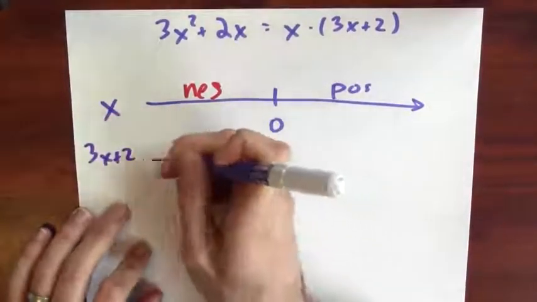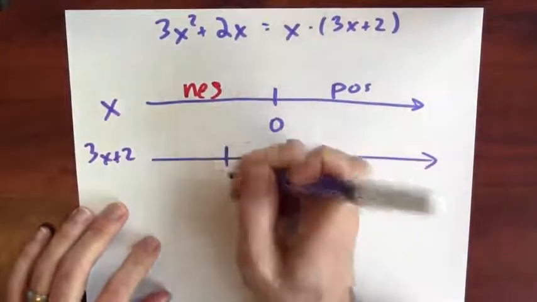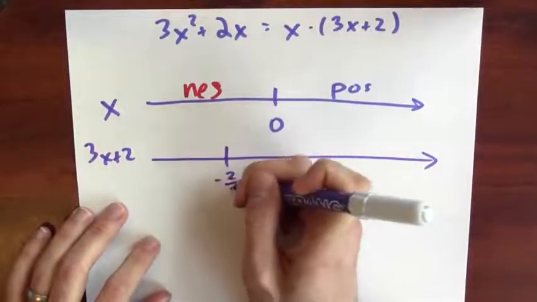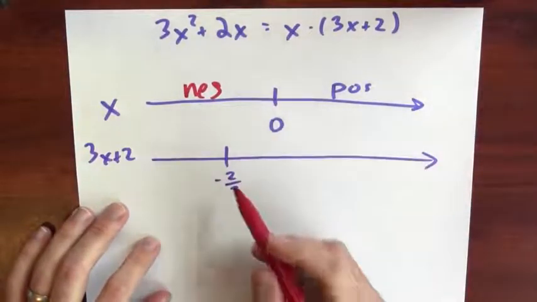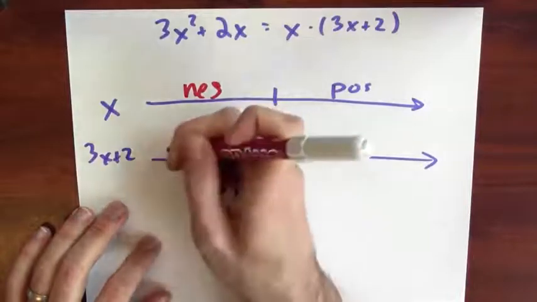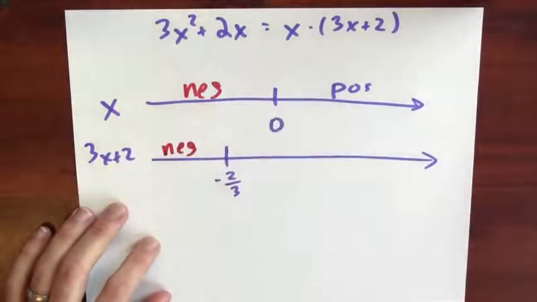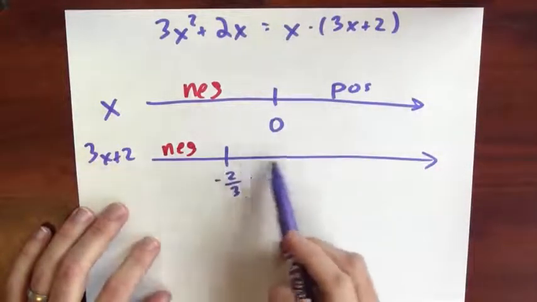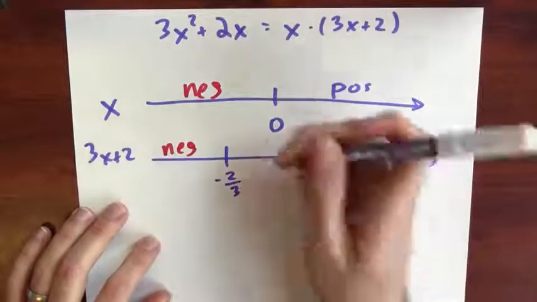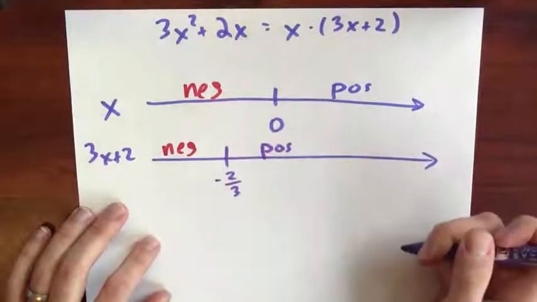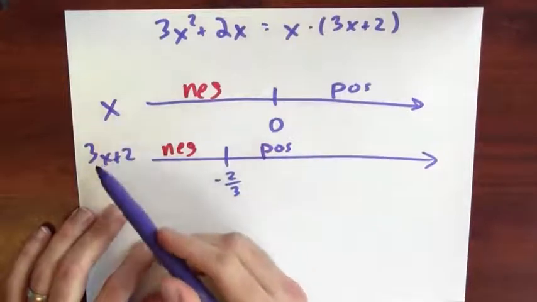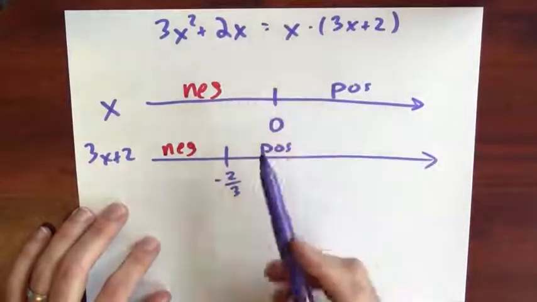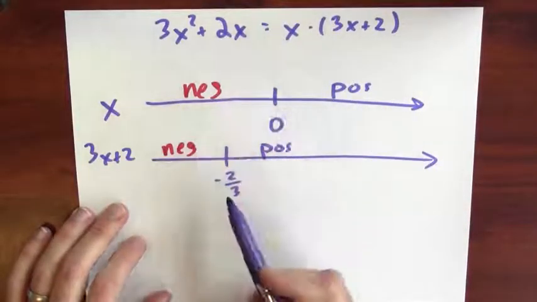Well, 3x plus 2, if I draw a number line for that, the exciting point is minus 2/3. When x is less than minus 2/3, 3x plus 2 is negative. And when x is bigger than minus 2/3, then 3x plus 2 is positive. Now, I don't really care about x and 3x plus 2 separately. I want to put them together, right? I want to know when their product is positive or negative.